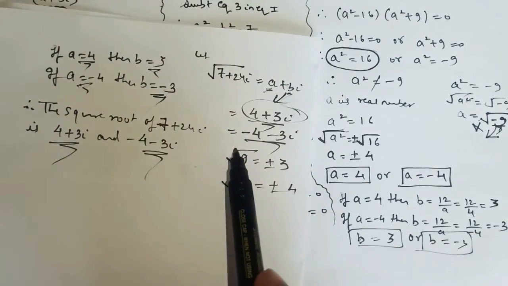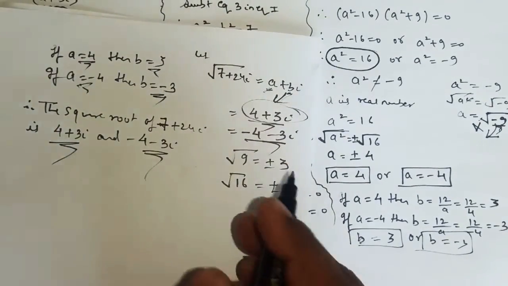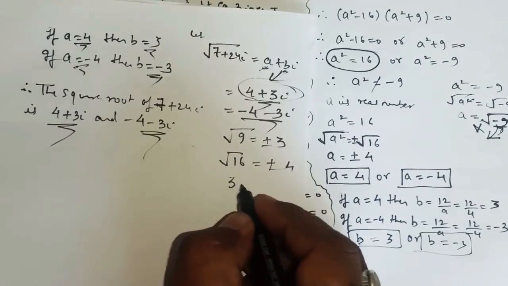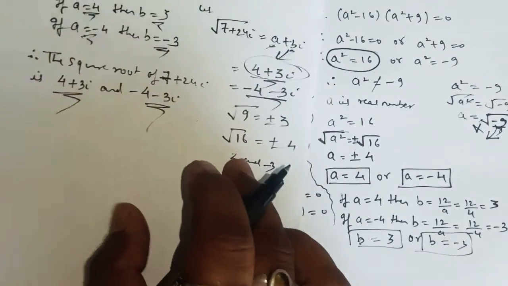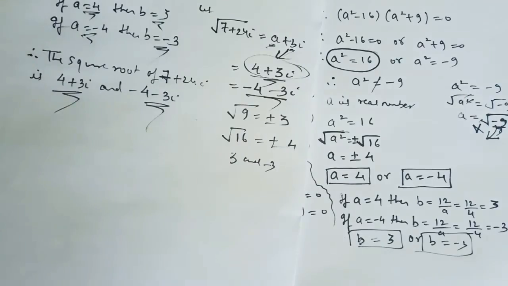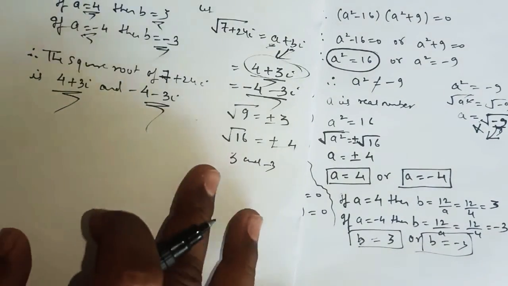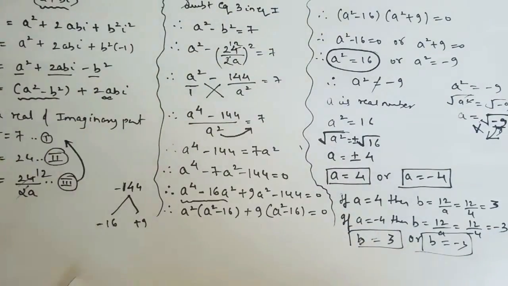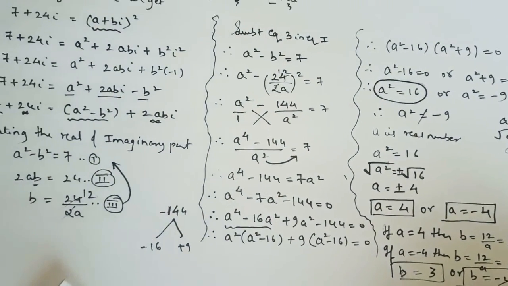As if I say the square root of 9, you will say the square root of 9 is what? 3 and minus 3. Like that only, here we got one answer in positive, one answer in negative. Understood? Okay, so in this way you have to present your sum. I hope you all understood this sum.